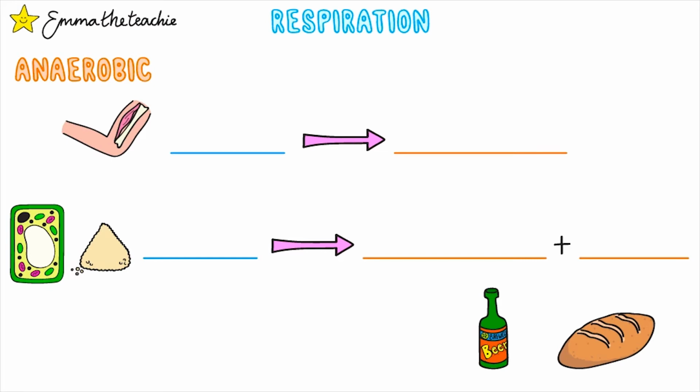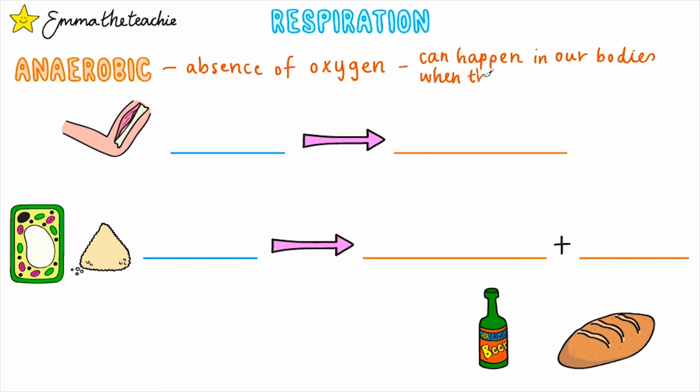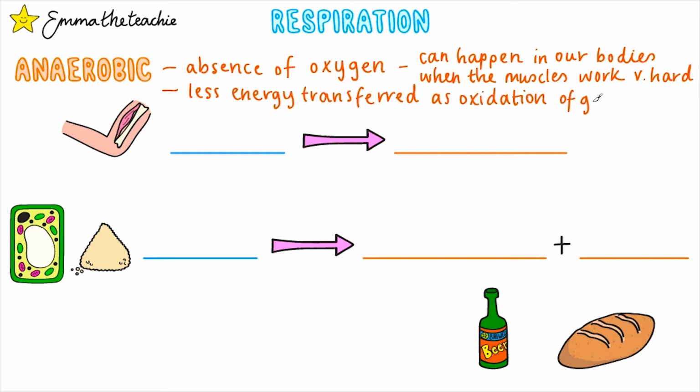Now we'll look at anaerobic respiration. This occurs in the absence of oxygen, and it can happen in our bodies when the muscles are working very hard, for example, when we're sprinting. Less energy is transferred than in aerobic respiration because the oxidation of glucose is incomplete. This means that the glucose isn't fully broken down, so less energy is released.